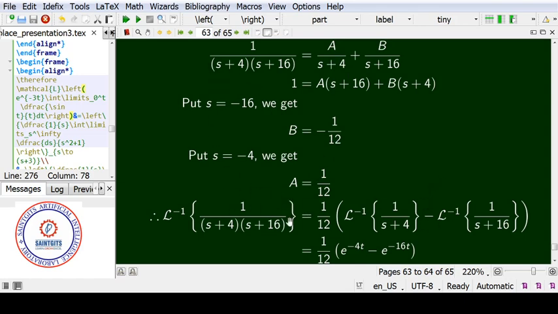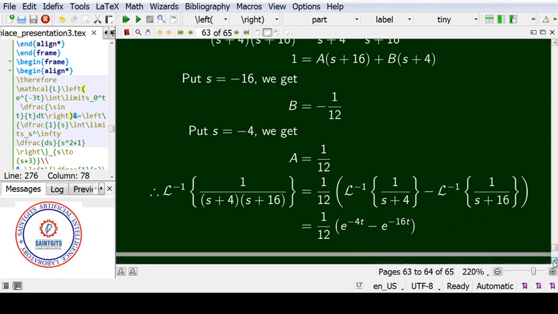Then take L inverse on both sides. So 1 by 12 is taken outside. L inverse of 1 by s plus 4, because a is taken outside, minus L inverse of 1 by s plus 16. We are familiar with the 1 by s plus 4 term. 1 by s minus a gives an e raised to function. E raised to, we expect minus, here we have plus, so e raised to minus 4t. Minus, here again I expect the 1 by s minus a form, I got plus, that is because e raised to minus 16t. So L inverse of this rational expression gives 1 by 12 into (e raised to minus 4t minus e raised to minus 16t).